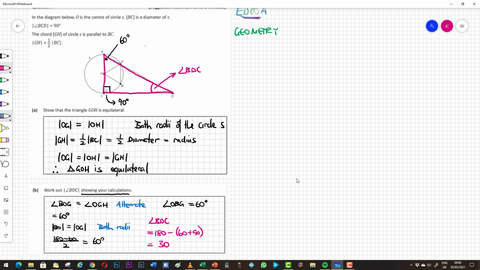which is 30 degrees. And so it's very easy to come along and start filling in information on the diagram, but when it says, you know, to show something is true, like show that GOH is equilateral, or to show your calculations to get this angle here, BDC, and show that it's 30, you do need to write down the various reasons as to why everything you've said is true. Okay, that's the question.